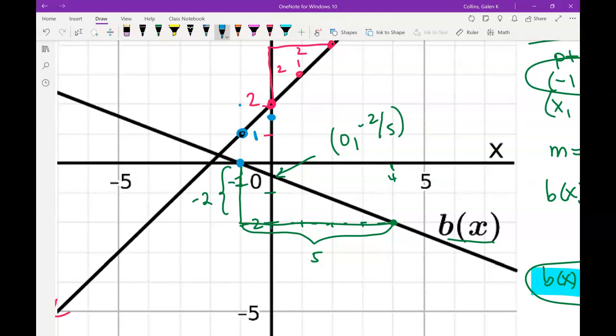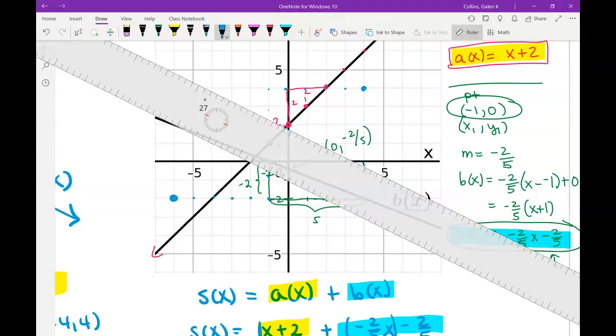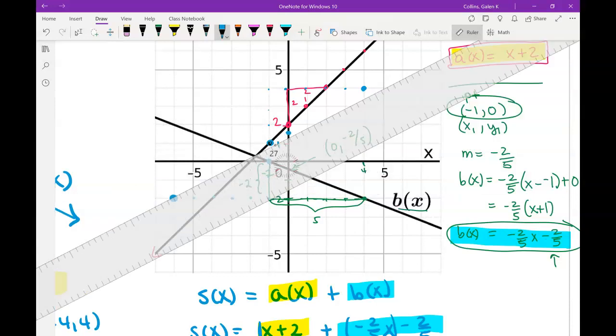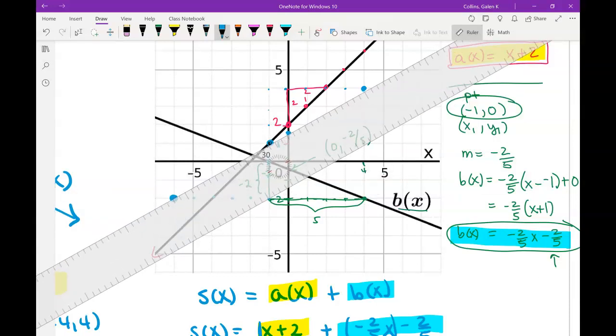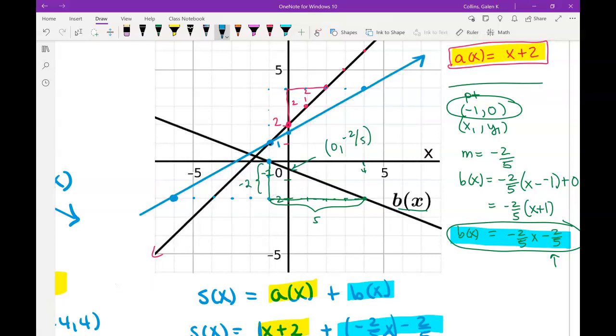I'm going to go up 1, 2, 3 over 1, 2, 3, 4, 5 and put a point there. I'm going to go down 1, 2, 3 and backwards 1, 2, 3, 4, 5 and put a point there. Had we done the table method, I think it would have been easier to do on this problem, but I should see that the graph of s goes through these 3 points. So if you use the table method, you would have gotten the same function for s in the end.